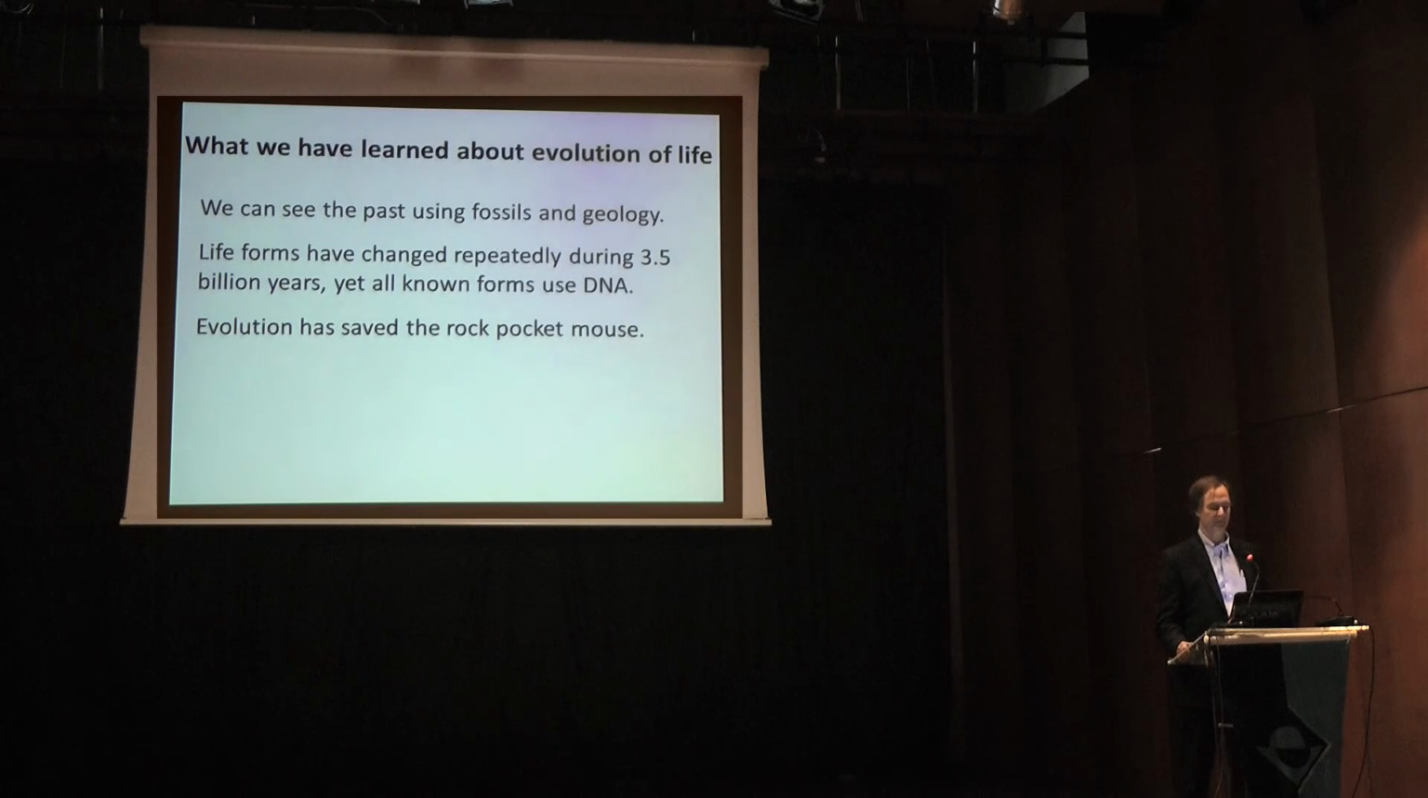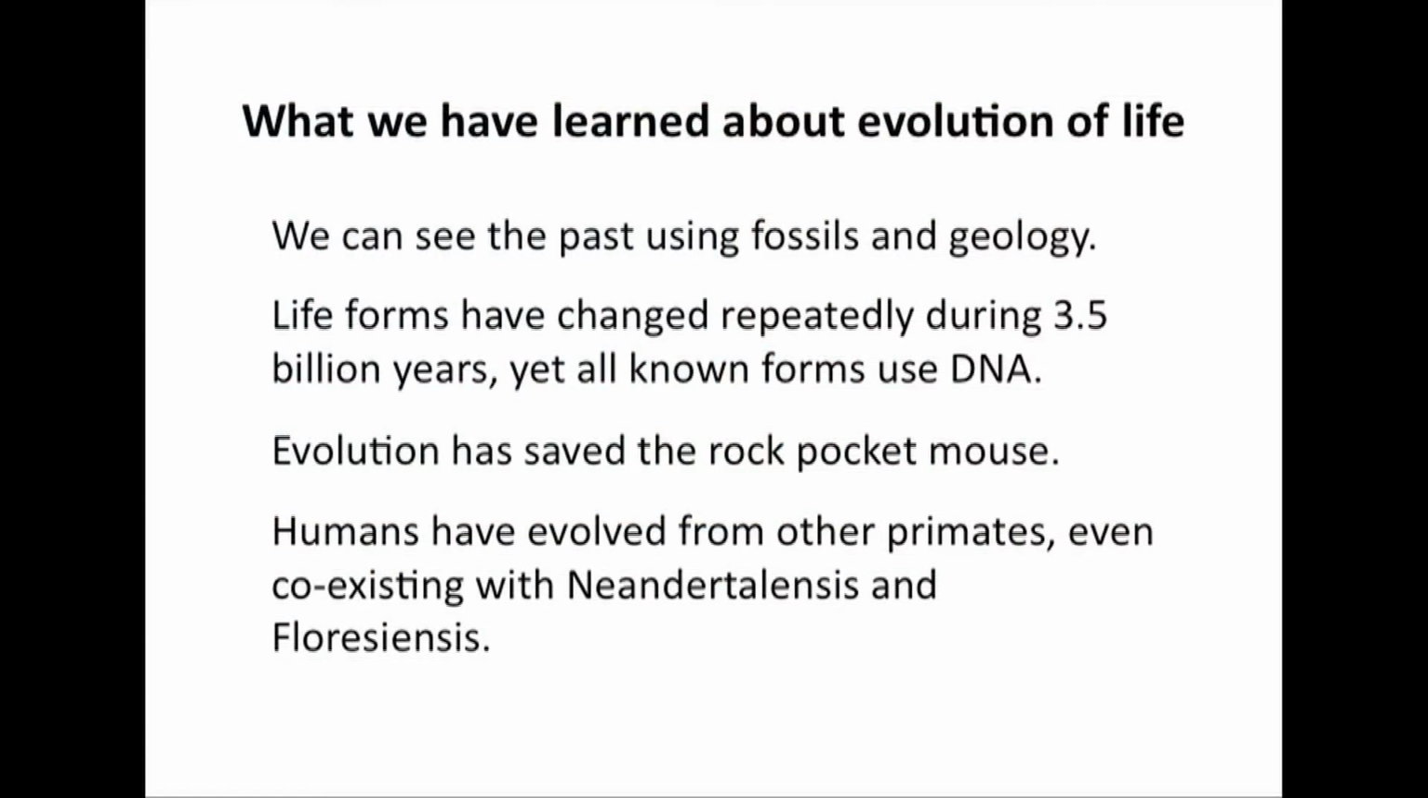We've learned that evolution saved the rock pocket mouse. Random mutations of its genes, different random mutations in different places, allowed the pocket mouse to develop dark fur and to survive on the lava flows of the southwestern U.S. deserts. We've learned that humans have evolved with other primates during the same time. In fact, we've even learned more.